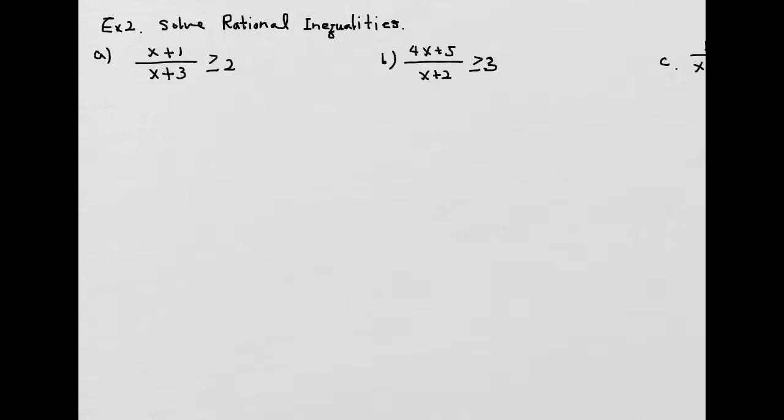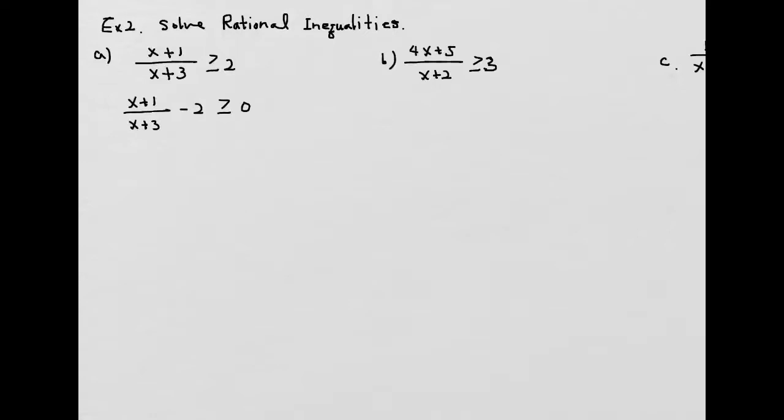Example 2, we're going to talk about how to solve rational inequalities. Rational inequalities start the same as polynomial inequalities. So it means you're going to start by letting one side equal 0. So if we do that, we get (x plus 1) over (x plus 3) minus 2 is greater than or equal to 0. One side equals 0, this is how you get it.